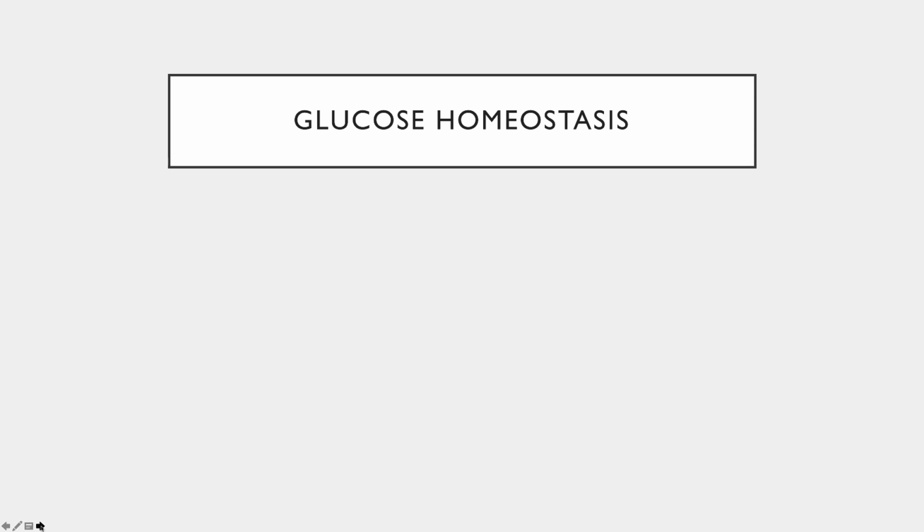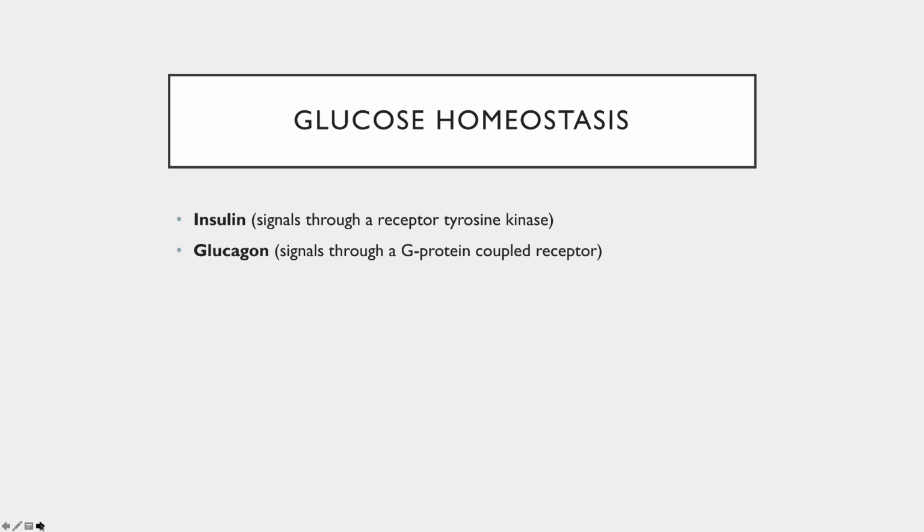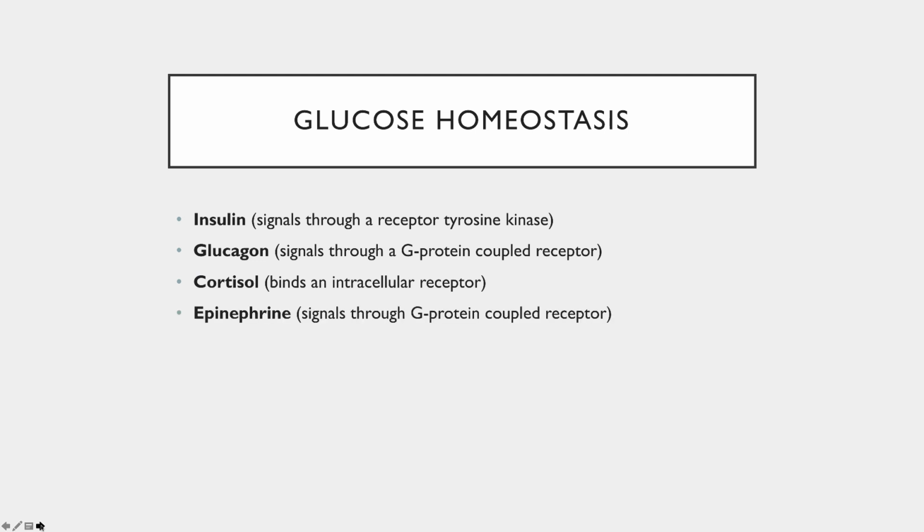So as we start moving into pathway metabolism, we'll focus heavily on the homeostasis of glucose. And this is controlled primarily by four major hormones. First, insulin, which signals through a receptor tyrosine kinase, glucagon, which signals through a G protein coupled receptor, cortisol, which binds an intracellular receptor, and finally epinephrine, which signals through an additional G protein coupled receptor.